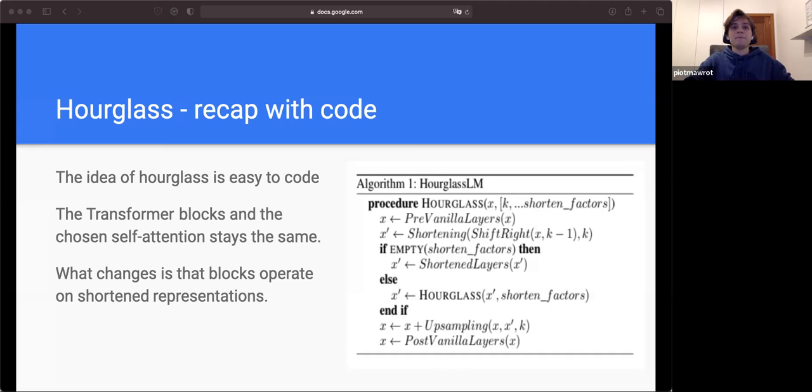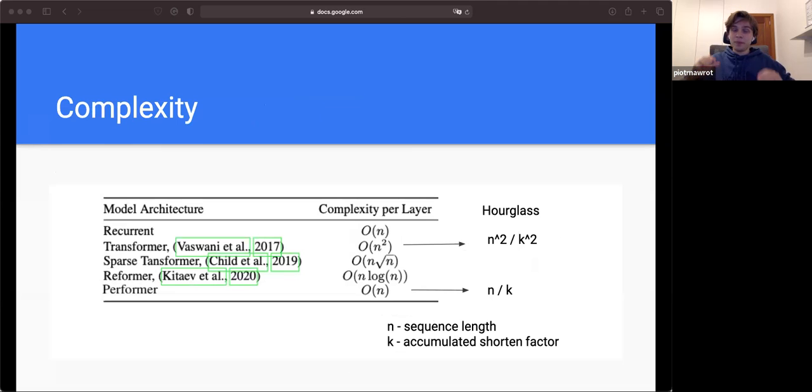And now the most interesting part. So actually what follows after this slide. But let's start with theoretical advantages of Hourglass. So let's see how shortening the sequence affects the complexity of a single Hourglass layer.